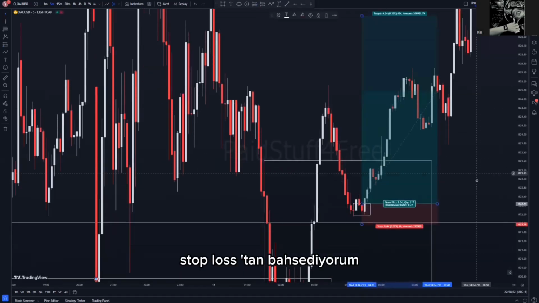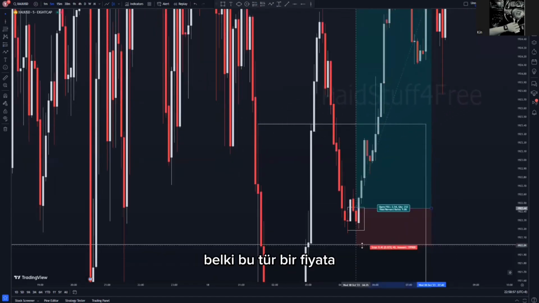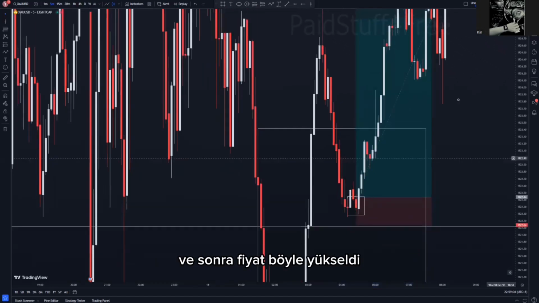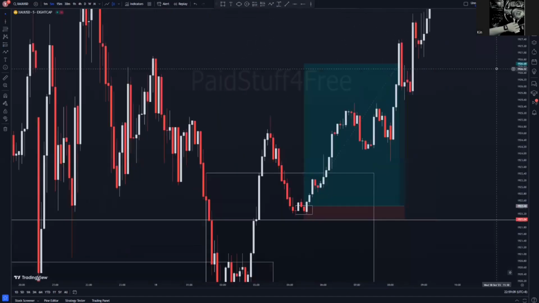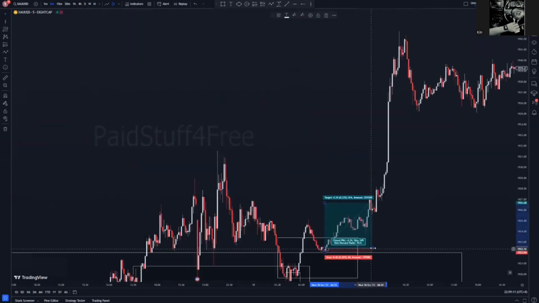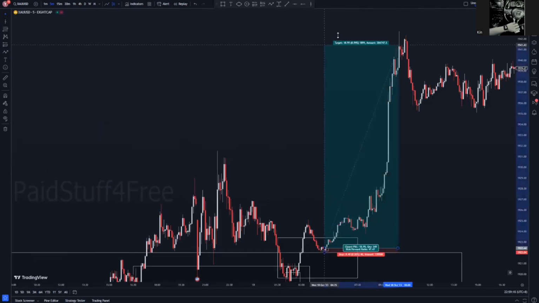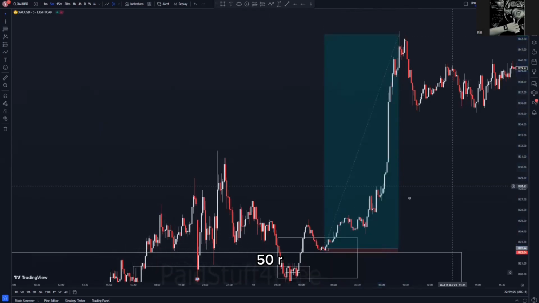And talking about the stop loss, it needs to be flexible. Maybe at this kind of price you're going to get a stop loss of maybe 4 pips, something like this. And then the price went up like this, and how many R are you going to get? Let's see this one. How many R, guys? 50R.